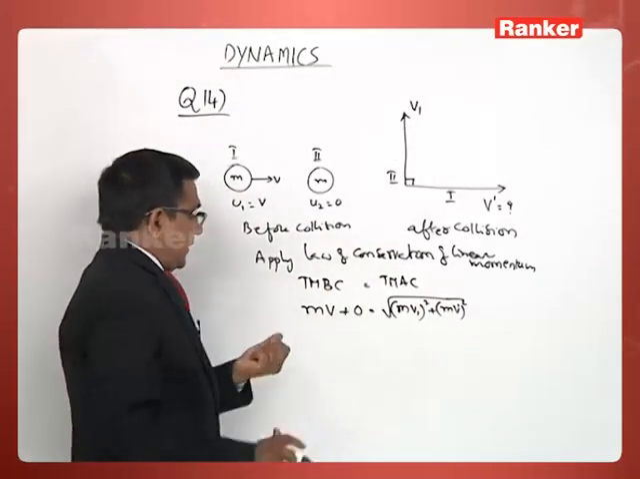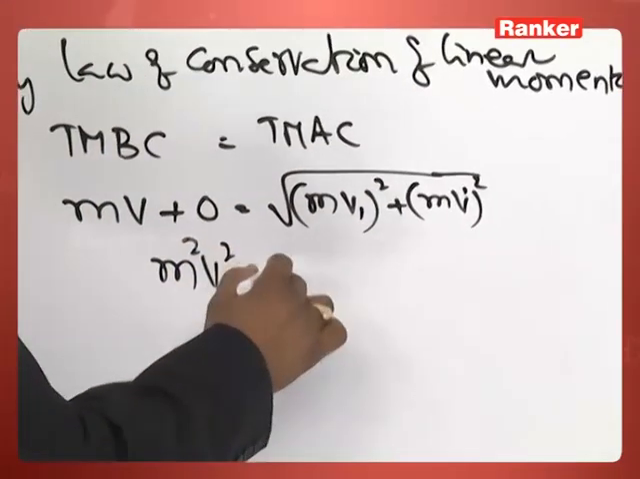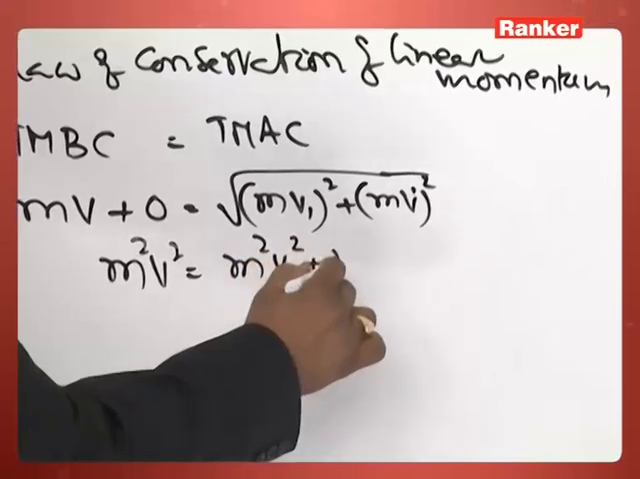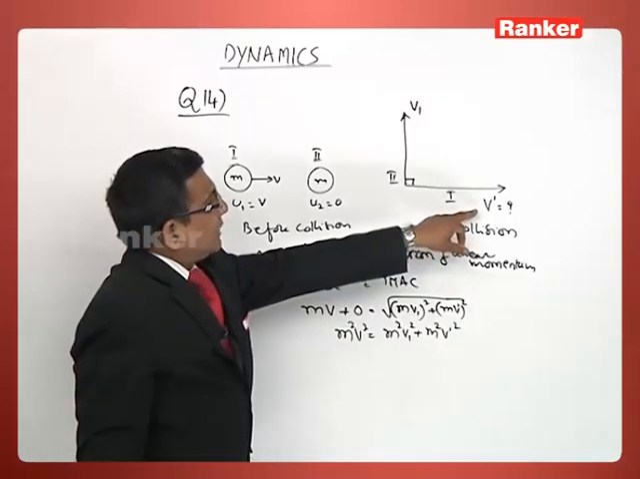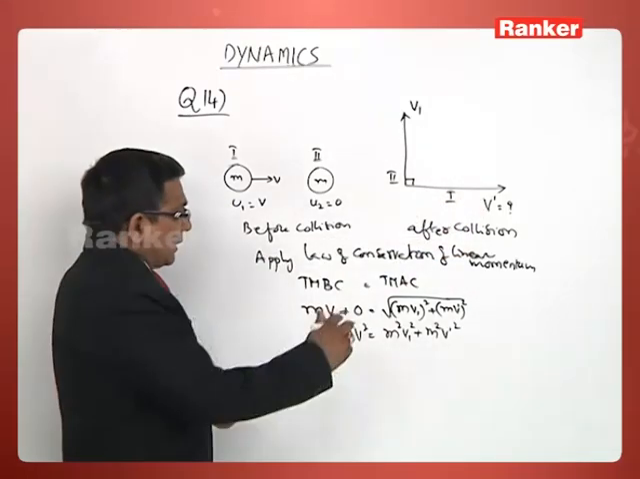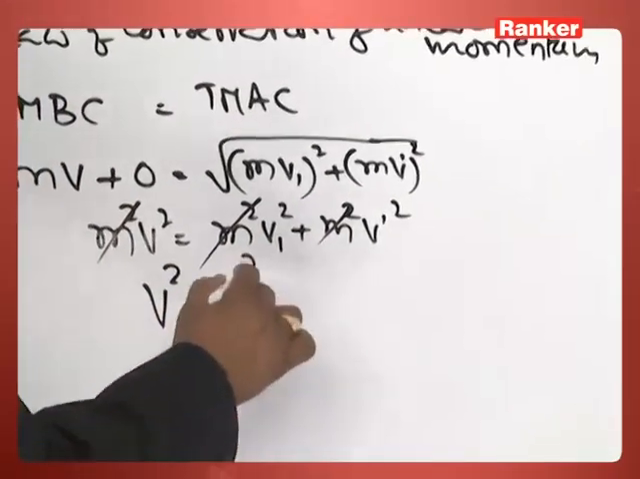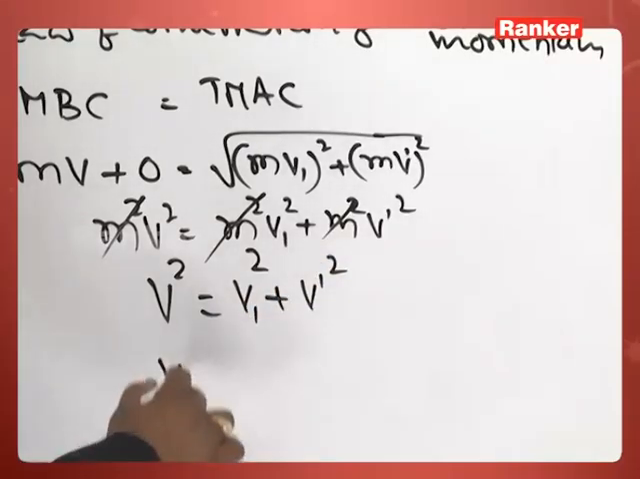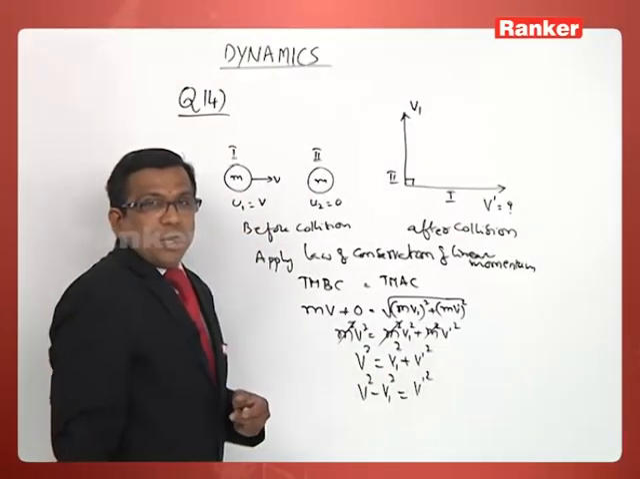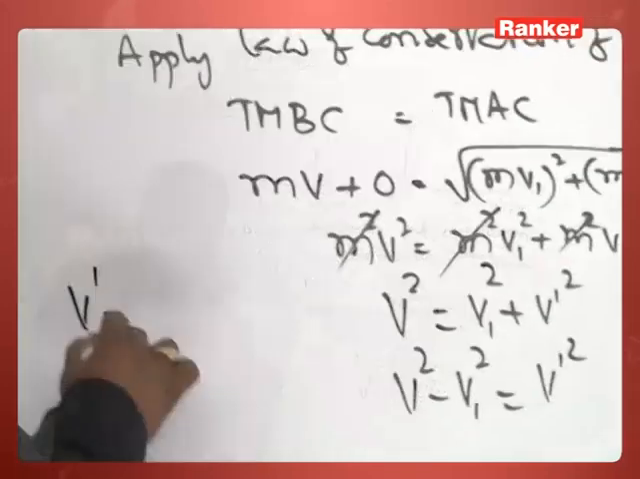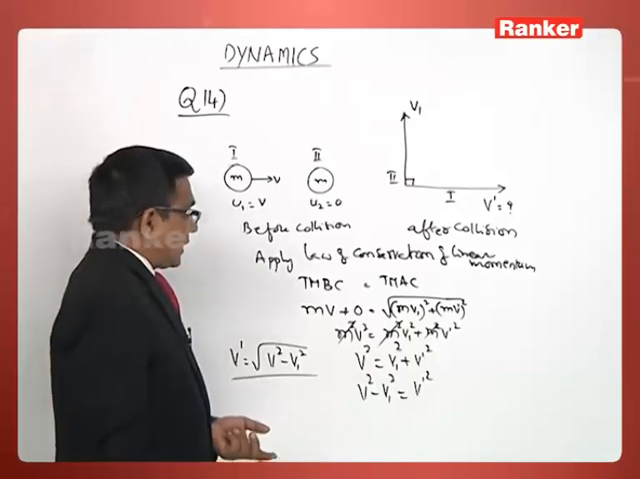Now, to simplify, if you square both sides, you get m square v square is equal to m square v1 square plus m square v prime square. But here we have to calculate the speed of the first particle after collision. So m square on both sides gets cancelled. So v square is equal to v1 square plus v prime square. So v square minus v1 square is v prime square. So v prime will become the square root of v square minus v1 square. This is the velocity of the first particle after collision.